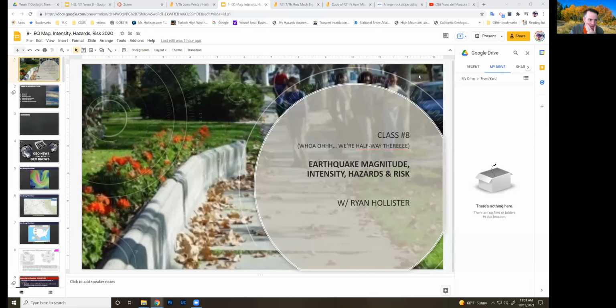Last week, one of the main things we took a look at was the physical ways earthquakes happen, looking at the faults, the normal faults and the reverse faults. And then also talking about the P waves and the S waves, the surface waves, the body waves, and how those move through.